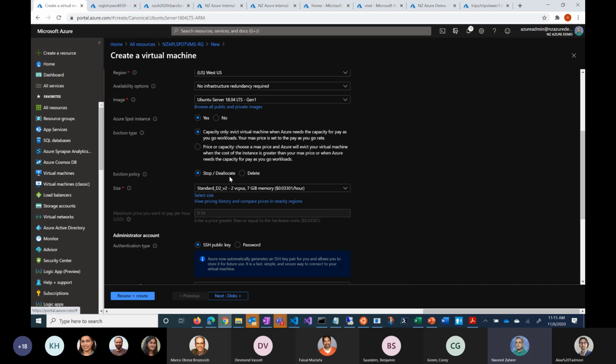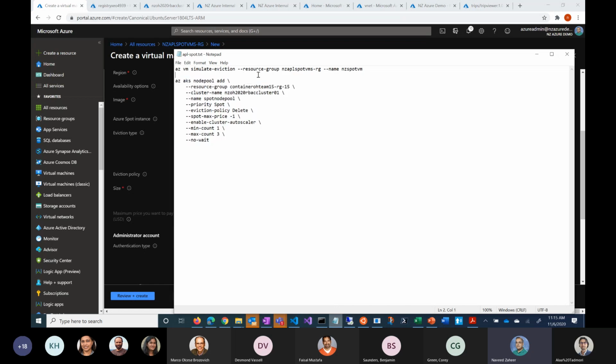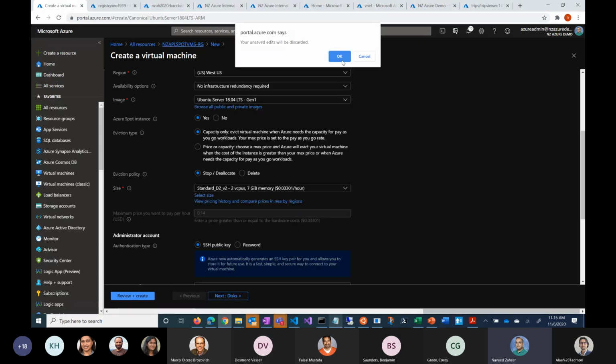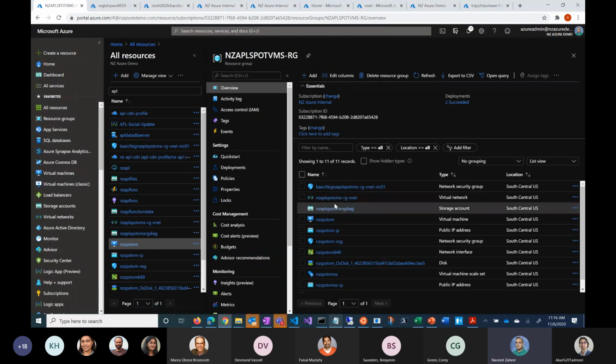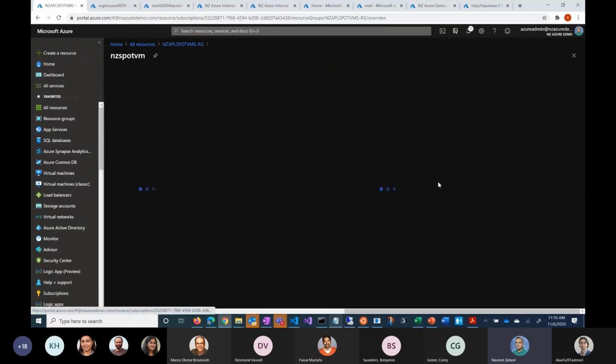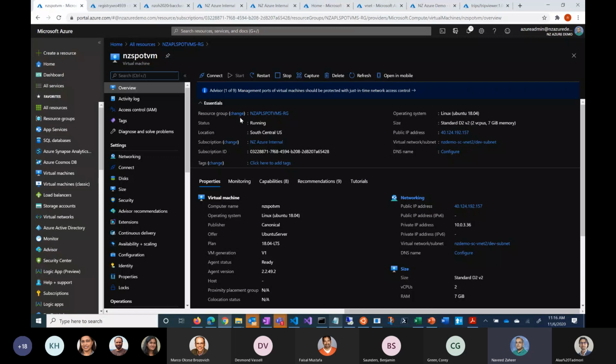And by the way, if you are not sure how the system will behave when you're evicted, there is a command line CLI command available. It is called simulate eviction. So let's say you want to test out how that eviction will work. Let's go in here. This is the VM that we have already created just to save time.